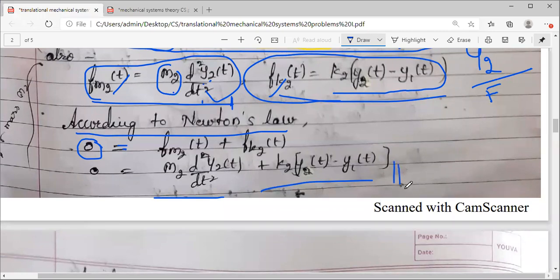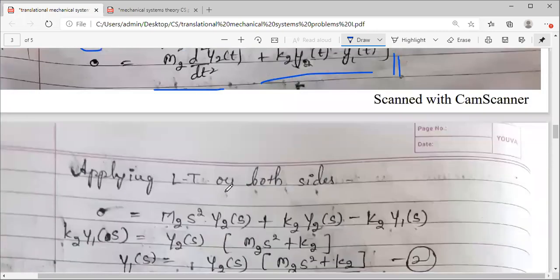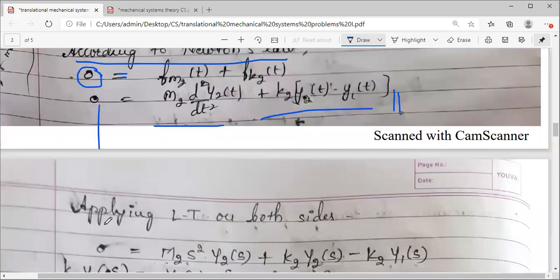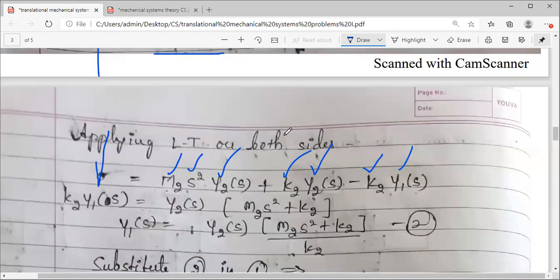First step is getting the equation. Second step, apply the Laplace transform. If you apply the Laplace transform, 0 is equal to m2 constant है, double differentiation है, s square आएगा, y2 displacement है, capital y2 होगा. Similarly k2 है constant, y2 capital, just expand the bracket, minus k2 y1, so y1 of s. In the next step, club all y2 terms at one place and y1 at one place.